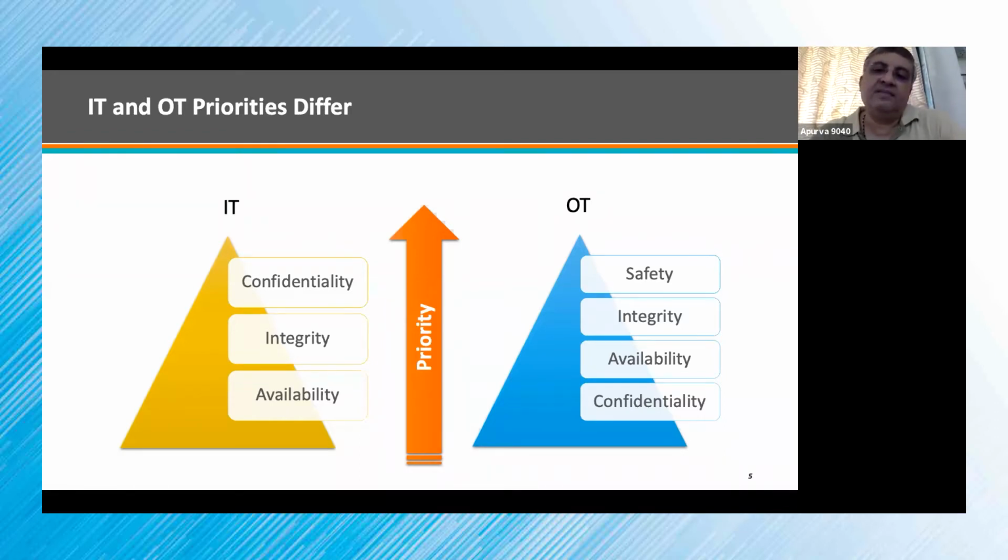It is safety, then integrity in terms of the configuration of the equipment. So if there is any misconfiguration, again it will impact the safety. Availability is lower priority, and confidentiality is the lowest one, because these are physical plants. So confidentiality is there, but it does not matter as much as in the IT world. So that's how the priorities differ between IT and OT.